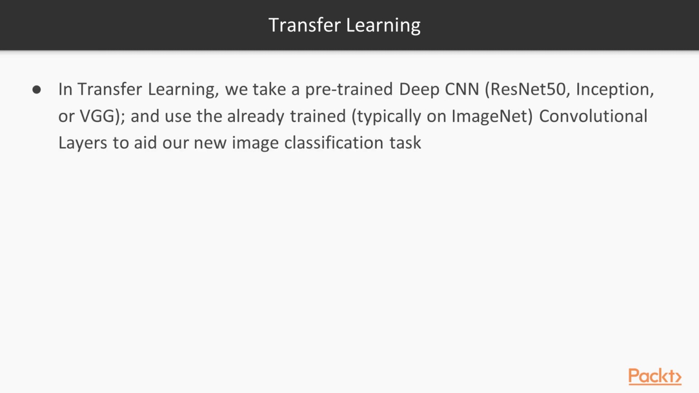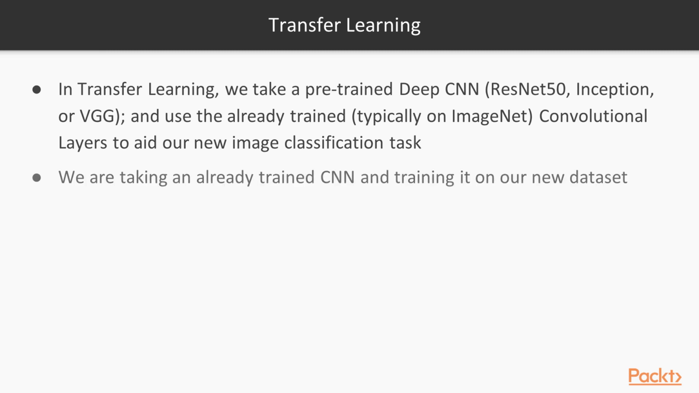In transfer learning applied to computer vision, we take a pre-trained deep CNN, one of these three or maybe one of the others, already trained typically on ImageNet, or pretty much always on ImageNet, because Keras only ships with the ImageNet weights for these networks. And we use those trained convolutional layers to aid our image classification tasks. So we're taking our already trained CNN and training it on our new dataset. We're not actually training the previously trained network. What we're doing is just training a top layer.